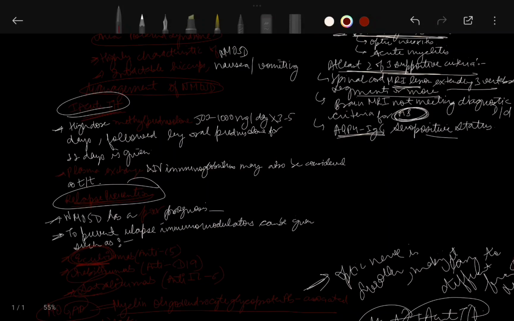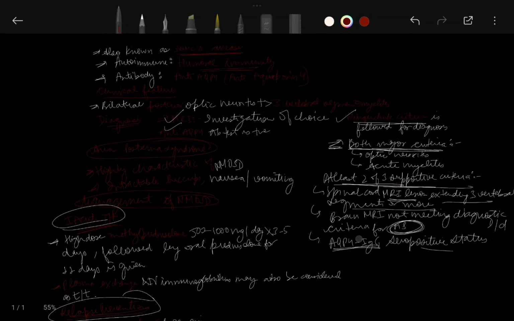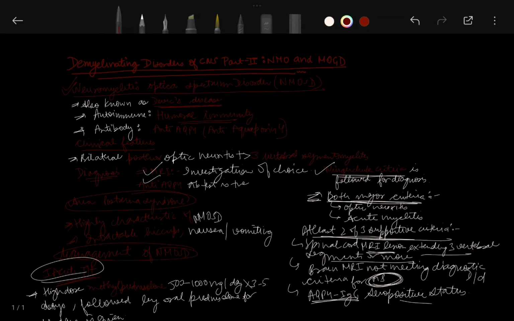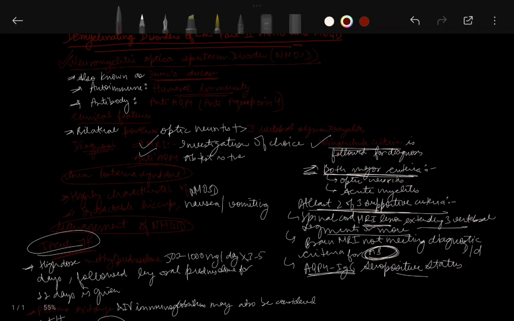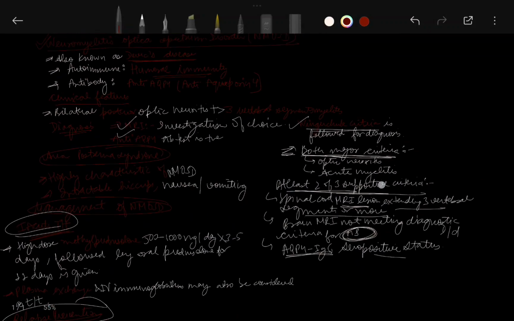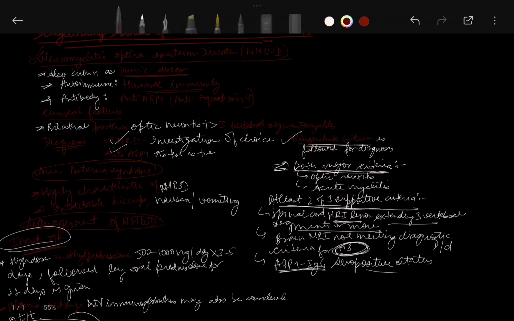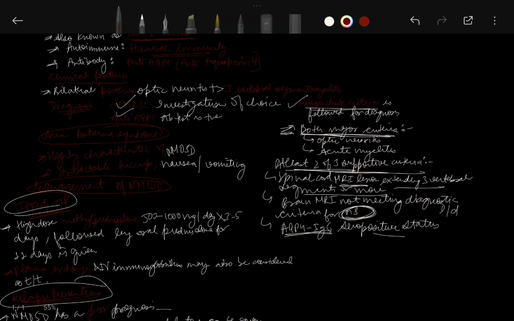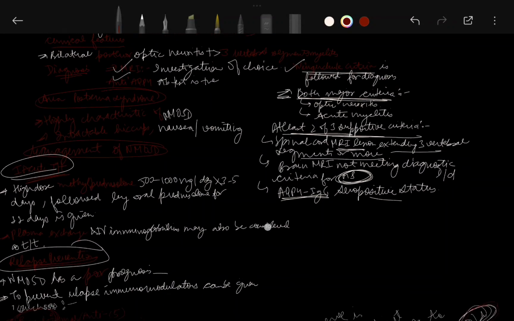Okay, after MOGD, a quick recap of NMOSD. It is also known as Devic disease, a humoral immunity disease with anti-AQP4 antibody against aquaporin. Clinical features: bilateral posterior optic neuritis. Area postrema syndrome is also highly characteristic of NMOSD, with intractable hiccups and nausea and vomiting.